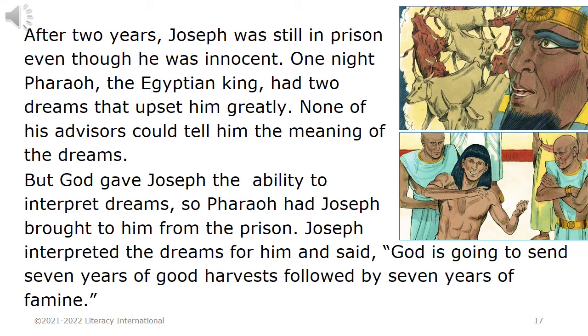One night Pharaoh, the Egyptian king, had 2 dreams that upset him greatly. None of his advisors could tell him the meaning of the dreams. But God gave Joseph the ability to interpret dreams, so Pharaoh had Joseph brought to him from the prison. Joseph interpreted the dreams for him and said, God is going to send 7 years of good harvests, followed by 7 years of famine.